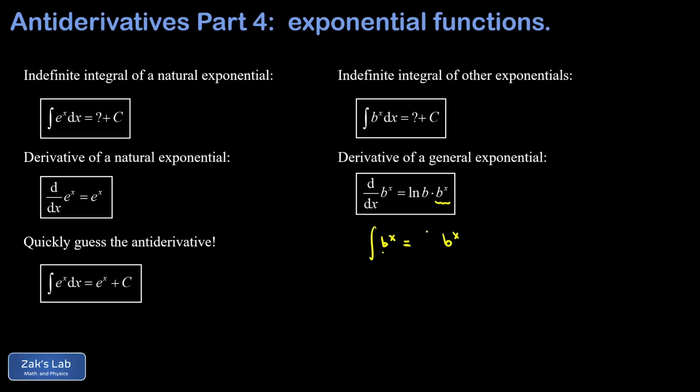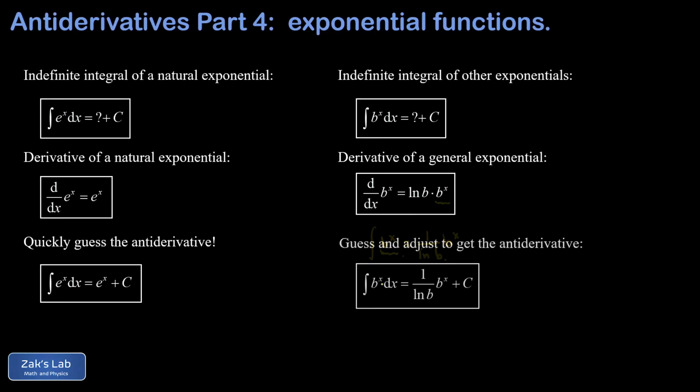All we have to do is supply that factor in the denominator. Now when I differentiate 1 over natural log b times b to the x, the derivative generates a factor of natural log b that then cancels out, and I end up with the correct function. So our indefinite integral of b to the x dx is 1 over natural log b times b to the x plus c. Again, you can always check these things by differentiating the right-hand side. When you take the derivative of an antiderivative, it should give you the function in the integrand, and it all works out by canceling a factor of natural log b in this case.